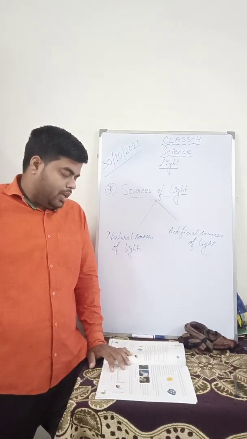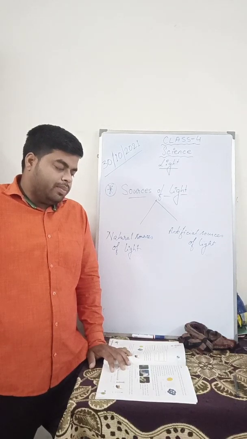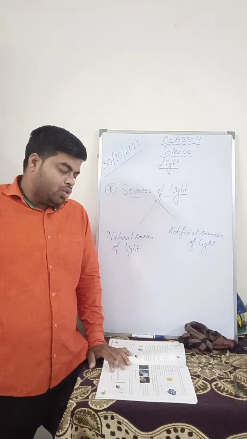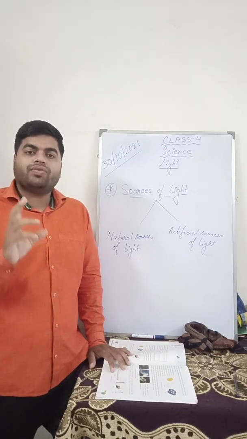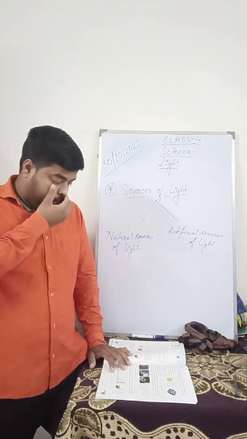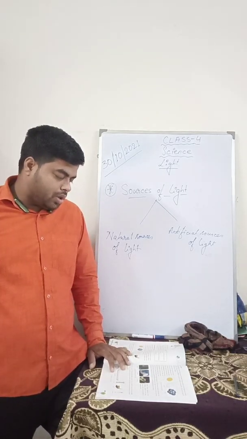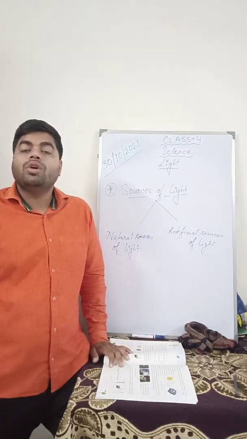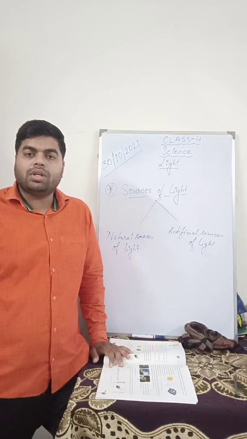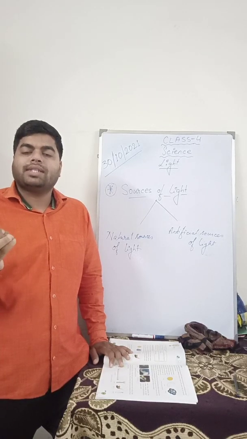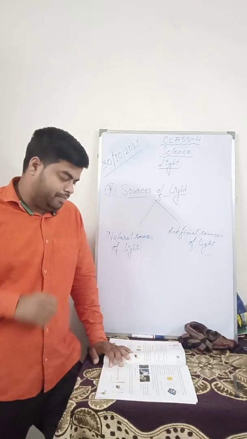So let us study. Light is produced from some source, and the objects that produce or give out light are known as sources of light. There are two different sources of light on the earth: natural and artificial. Some are natural and some are artificial, man-made. Natural sources of light are the sources that occur naturally and emit light of their own. They are created by God. It is naturally created.